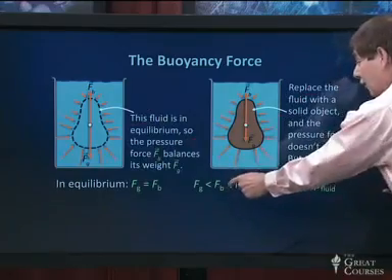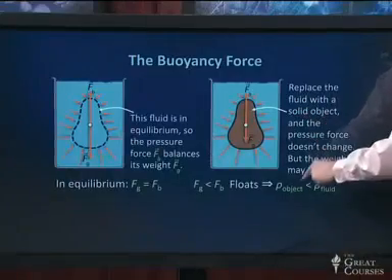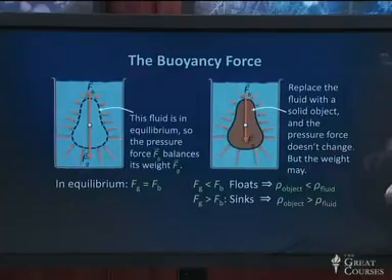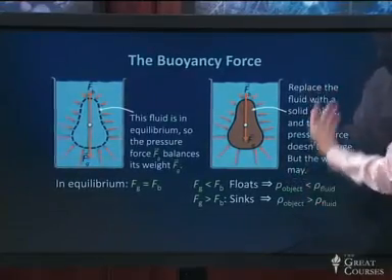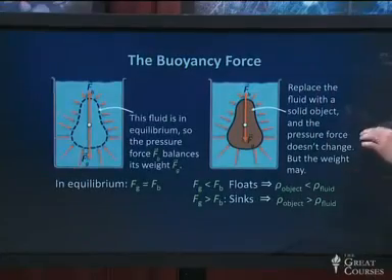If the gravitational force is less than the buoyancy force, the object's going to experience an upward force and it's going to float. That will be true if the density of the object is less than the density of the fluid. If the gravitational force is greater, the object sinks. That's true if the density of the object is greater than the density of the fluid. So that's the origin of the buoyancy force.